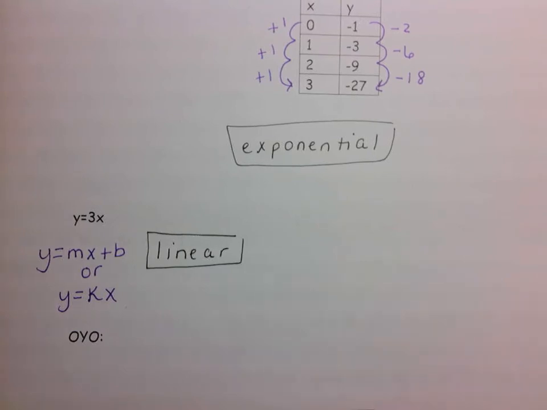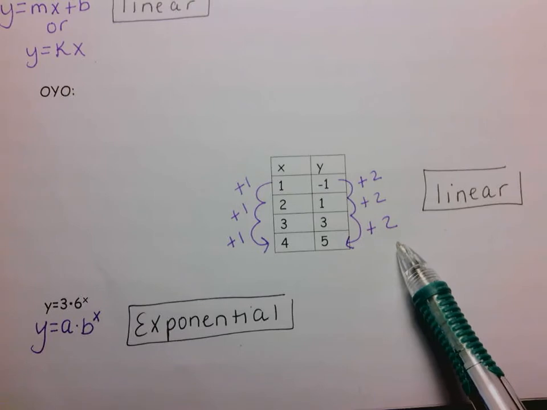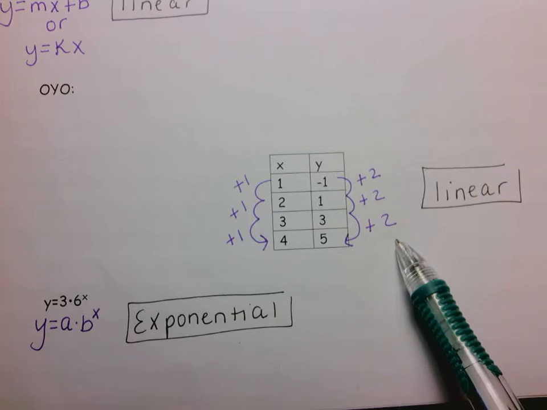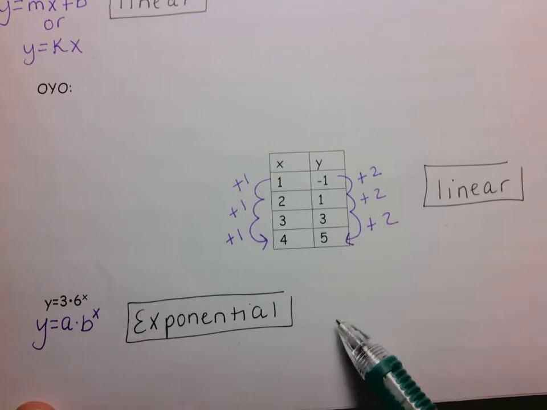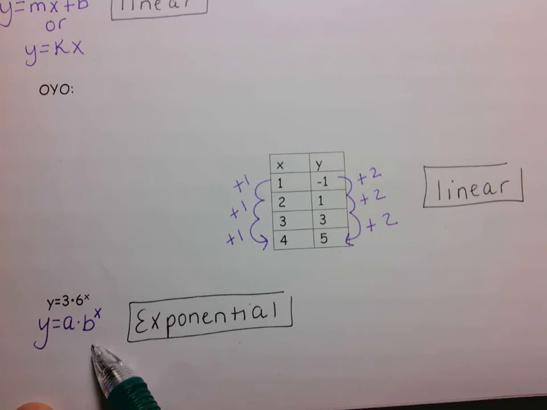So go ahead and hit pause and work out the two on your own problems and identify which one is a linear function and which one is exponential. This is a linear function because my slope or rate of change is consistent. Every time x goes up by 1, y is going up by 2. And this is an exponential function because it is in the form of y equals a times b to the x power.